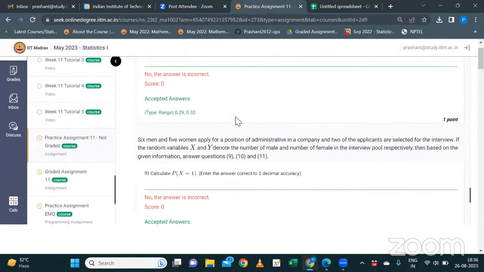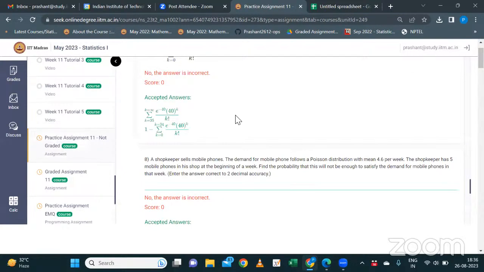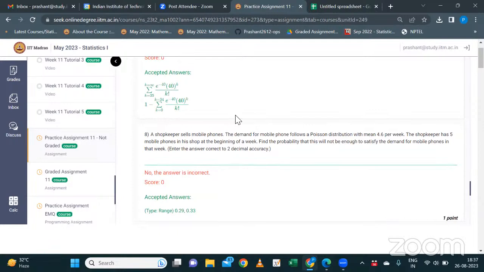Okay, so the shopkeeper has 5 mobile phones in his shop at the beginning of the week. The question asks for the probability that this will not be enough to satisfy the demand for mobile phones in that week. So the shopkeeper has the 5 mobile phones in his shop, and to not satisfy the demand, what will it be? 0 phones. Are you sure? No mobile. No.